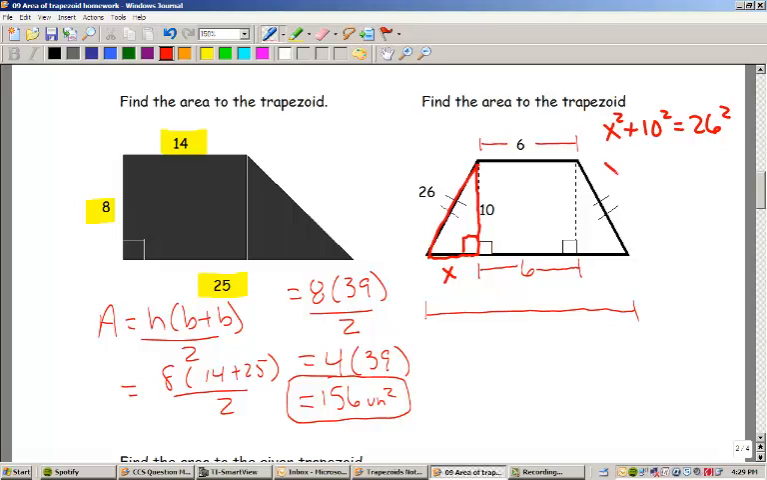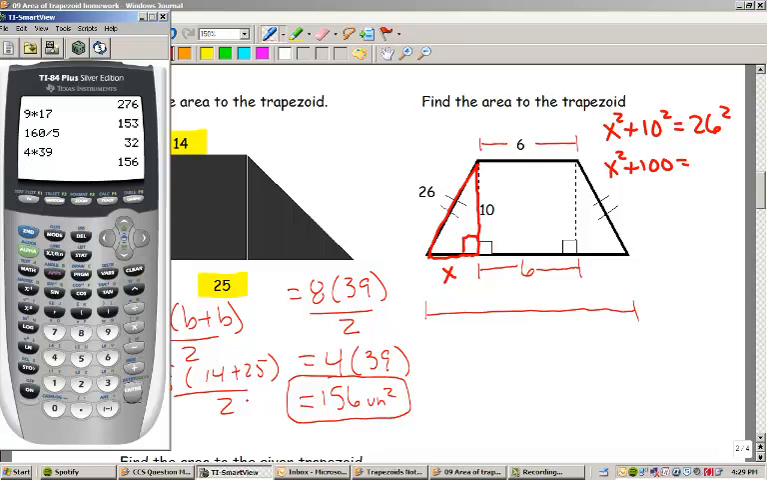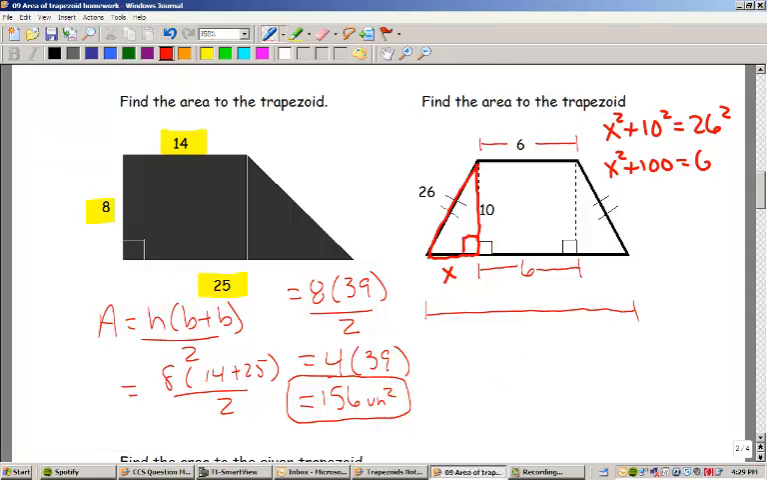If not, now we just have to do the math over here. So we got x squared plus 100 equals 26 squared, big number, and that is 676. Subtract 100, and we get x squared equals 576. Square root, and you get positive and negative 24. Again, we only want the positive one. So from here to there is 24.